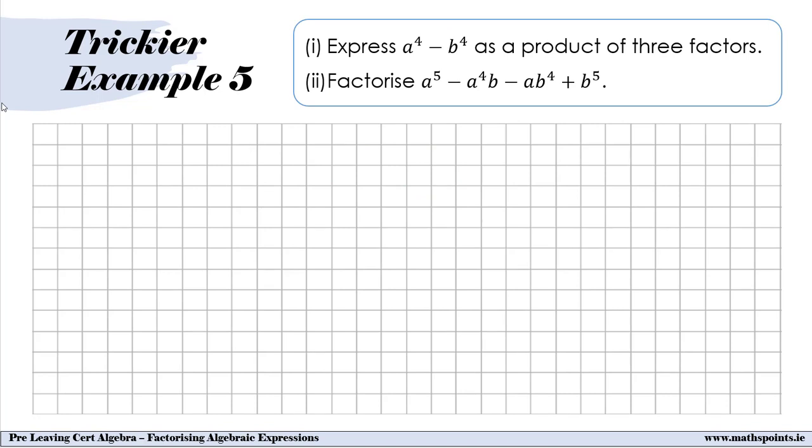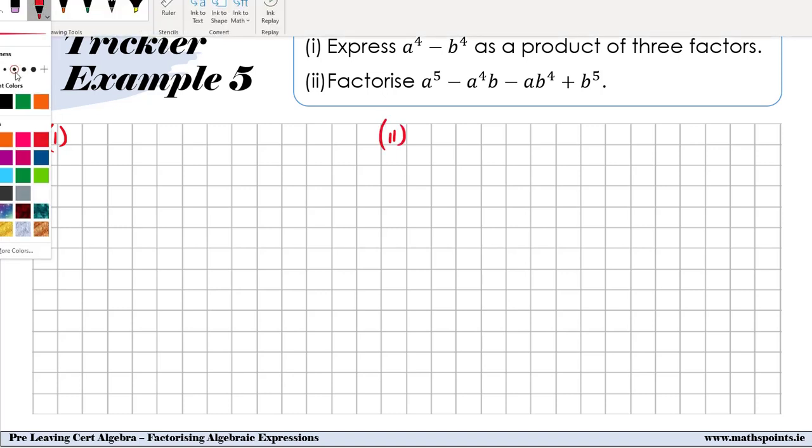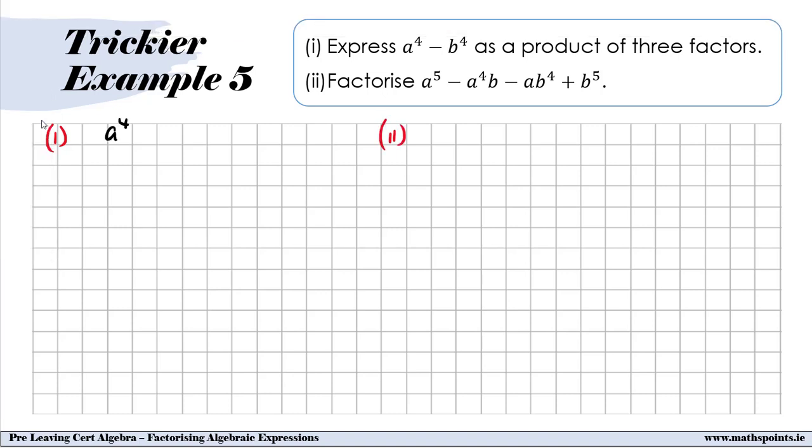So example 5 is probably the trickiest example we have. It consists of two parts. In the first part, we're asked to factorize a to the power of 4 minus b to the power of 4. Now, at first glance, it's not immediately apparent what kind of factorization this is. There's no term common to both of these. It's clearly not a quadratic.